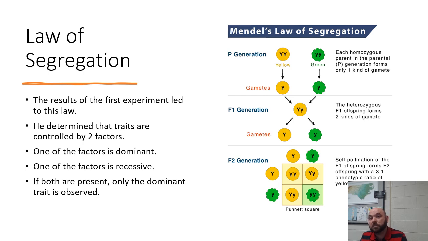So he was able to make these descriptions before we had any understanding of the cell or DNA. From his observations of the pea flowers' behavior, he was able to say that there were two factors that controlled what trait was present in an organism, and of those two factors, one was dominant and one was recessive. And that's what he called the law of segregation.